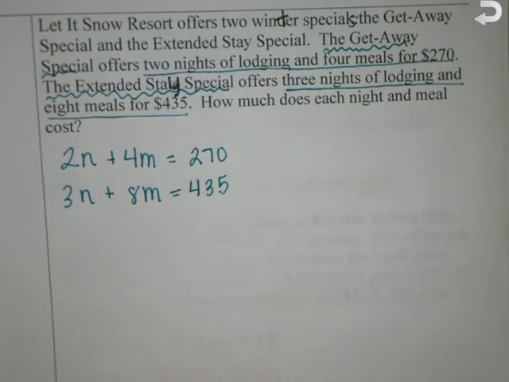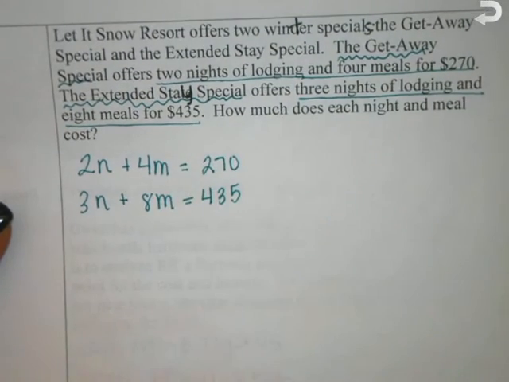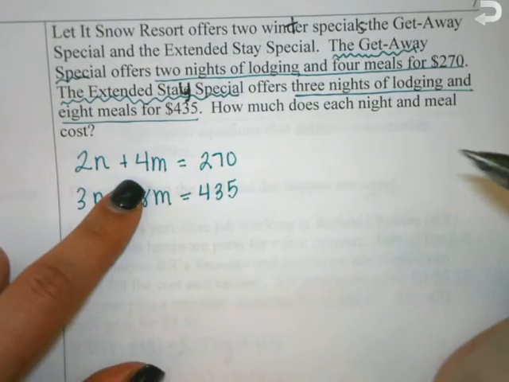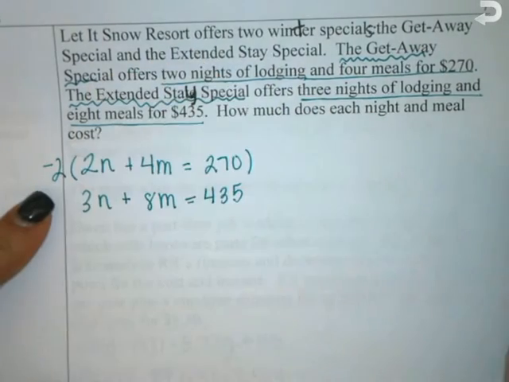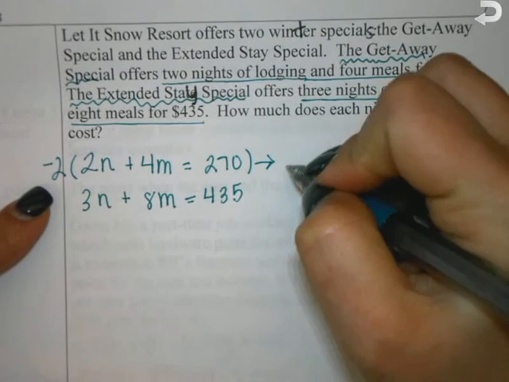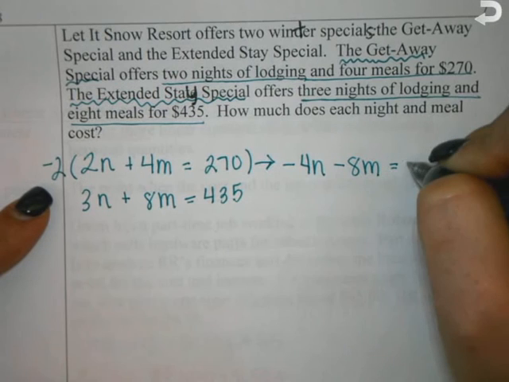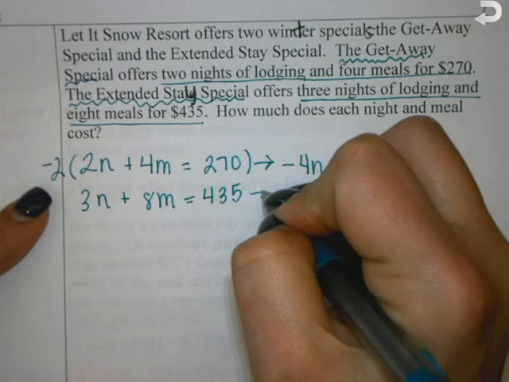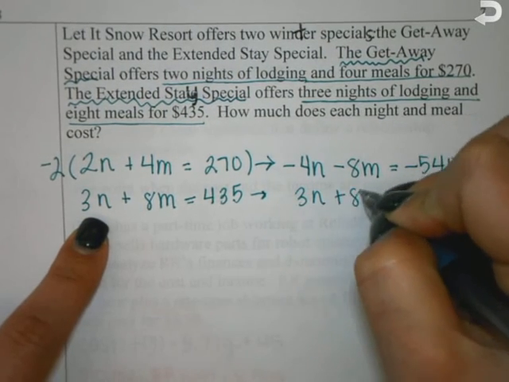Okay, so which variable do you guys want to eliminate? Do you want to eliminate the n's or the m's? M. Why m? Yeah, because we would only have to multiply the first equation, right? What do we need to multiply the first equation by? -2. So multiply the first one by -2. And that gives me -4n minus 8m equals -540. And then do we have to change the second equation at all? No. So that's going to be 3n plus 8m equals 435.